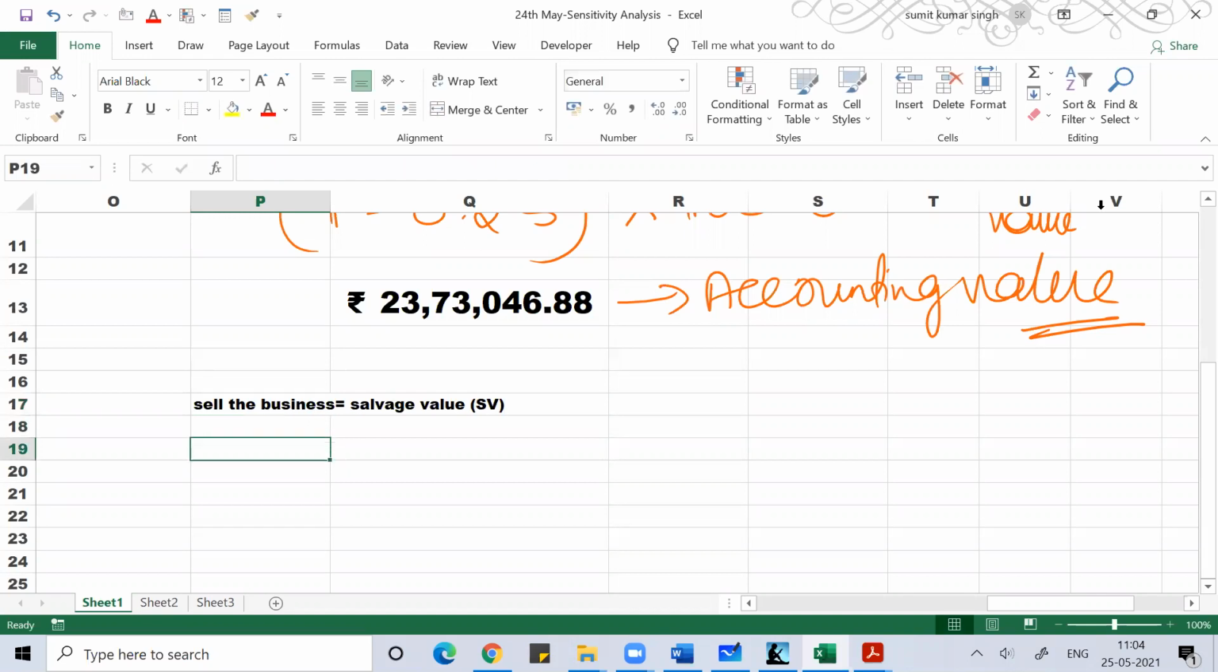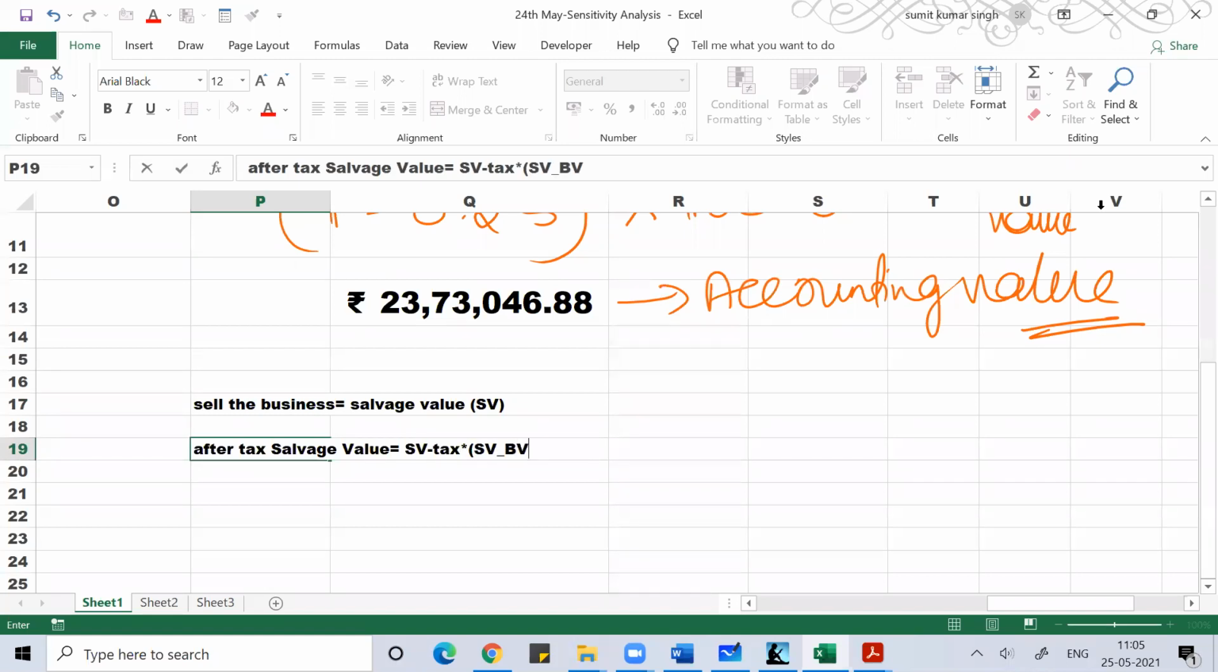Now what I can do is find the after-tax salvage value. In case it is given, although here it is not given, the after-tax salvage value will be salvage value minus tax rate into (salvage value minus book value). So you can do that adjustment: salvage value minus book value.